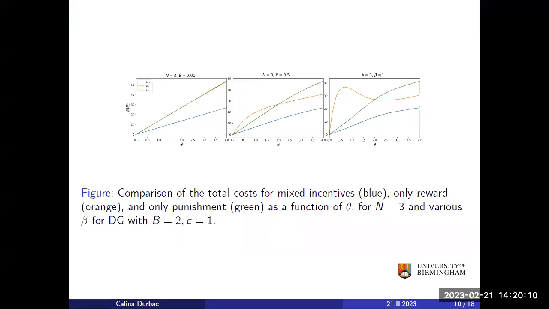Right, this is also a numerical analysis seminar, so we brought in the numerics. On the figure here, we compared the cost for mixed incentives in blue, only reward in orange, and only punishment in green as a function of theta for a very small population, n equal 3, and 3 in beta. For the donation game, it looks the same for the public goods game. For the donation game with the benefit of 2 and cost 1, as you can see clearly from the pictures, mixed incentives are the cheapest option. And again, the analysis has confirmed that.